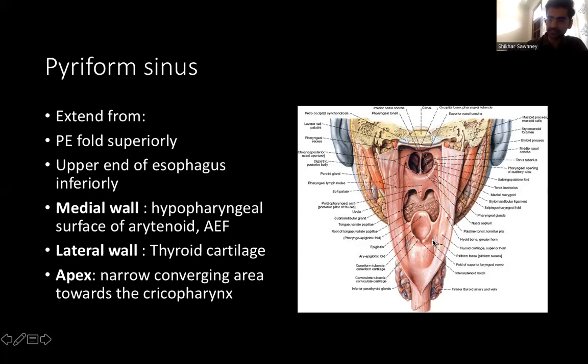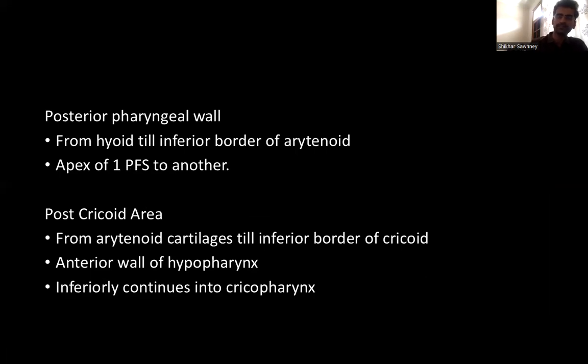It has 3 parts: the medial wall, which is bounded by the hypopharyngeal surface of the arytenoid and the aryepiglottic folds; the lateral wall, which is bounded by the thyroid cartilage; and the apex, which is the narrow converging area towards the cricopharynx. The other subsites are the posterior pharyngeal wall, which extends from the hyoid till the inferior border of the arytenoid, and laterally from the apex of one pyriform sinus to the other.